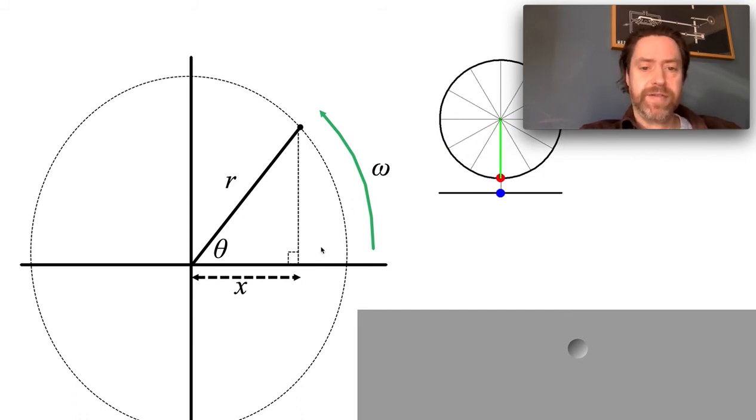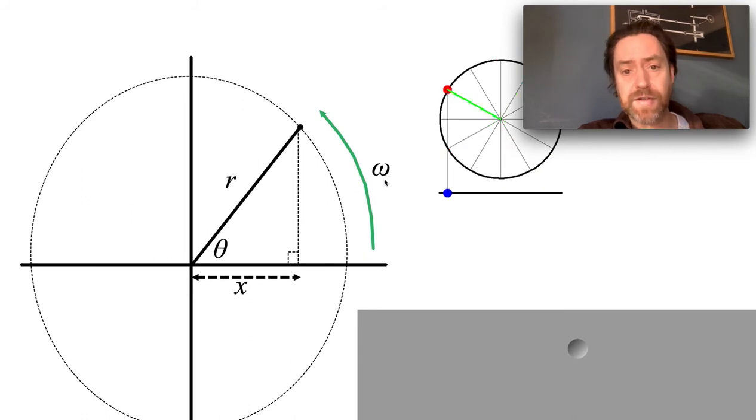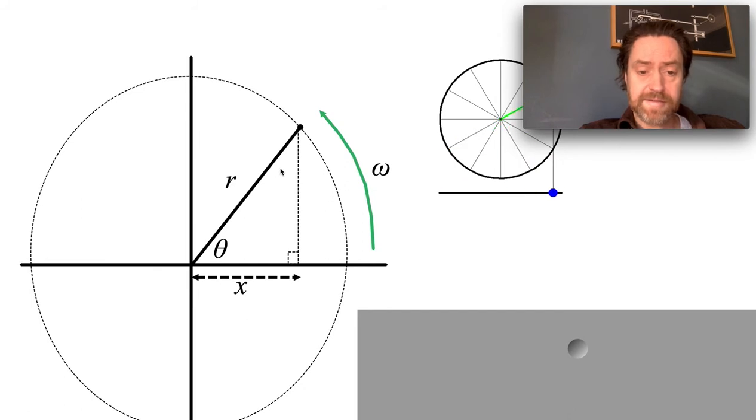We're going to have an object, that's this little dot here, and this is moving around in a circle with angular velocity omega. The radius of the circle is r, and at the moment its angular displacement is theta. And what we're going to look at is at any point through its motion, how far is it displaced along this x-axis?